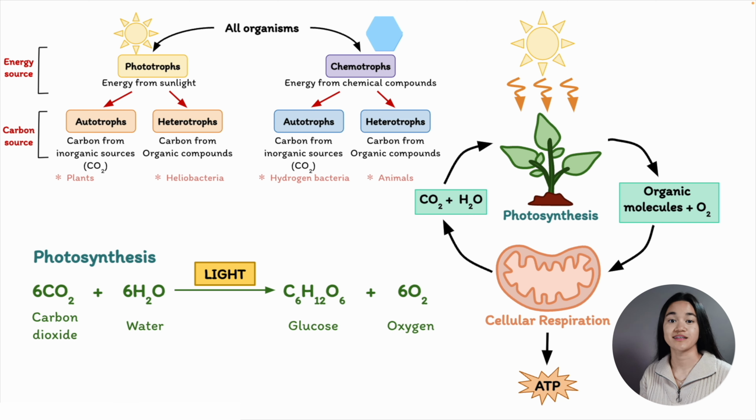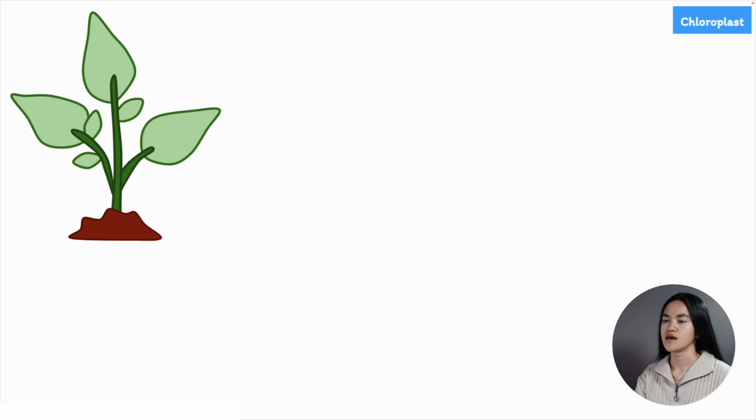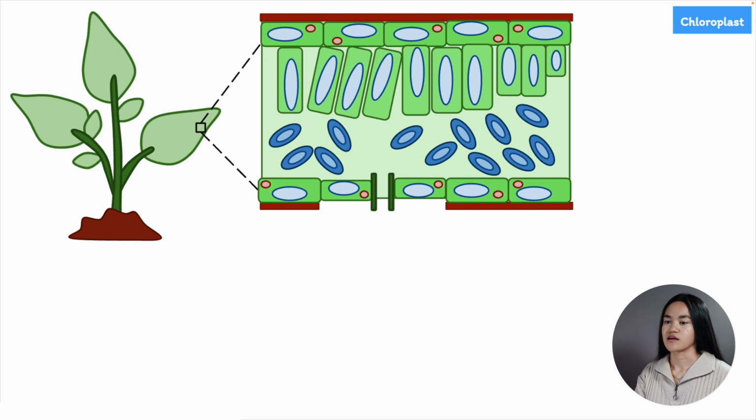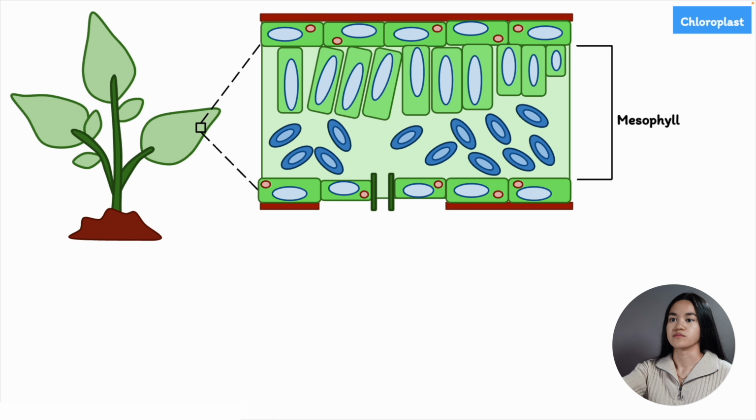Let's now subtract complexity and break down where photosynthesis occurs. In most plants, the leaves are the major sites of photosynthesis, specifically the chloroplast. This is the organelle that absorbs light energy and uses it to drive photosynthesis. Let's zoom in. Chloroplasts are found mainly in the cells of the mesophyll. The middle layer is the interior of the leaf.